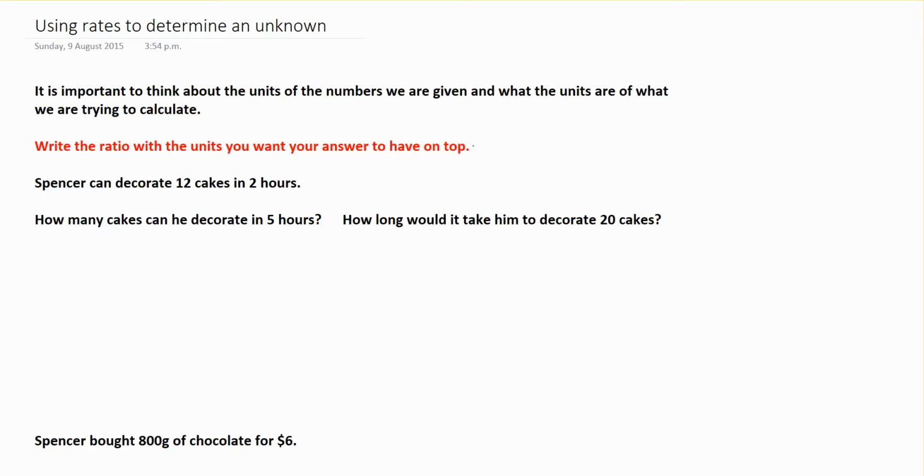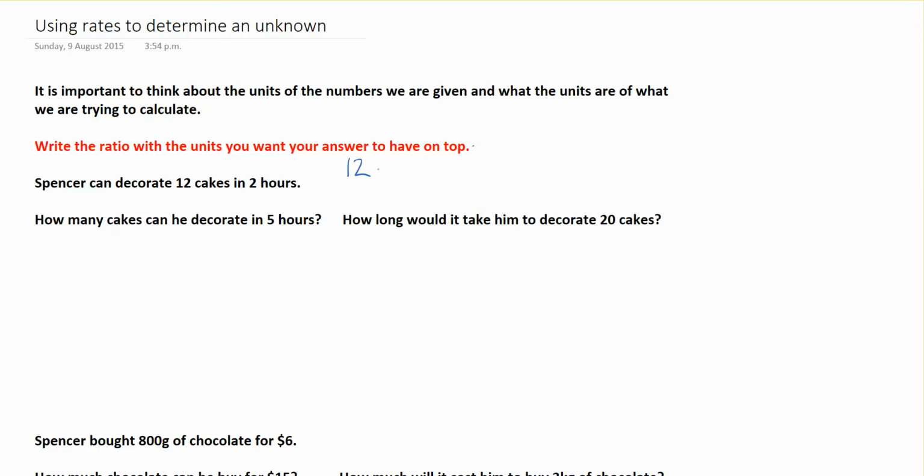So most of the time, like if we're thinking back to the previous example about kilometers per hour, we just think about kilometers per hour. But you can also write that as hours per kilometer if you wanted to. And we don't often refer to it that way, but sometimes it's helpful when we're making calculations. So if we look at this example where Spencer can decorate 12 cakes in 2 hours, there's kind of two ways we can write that.